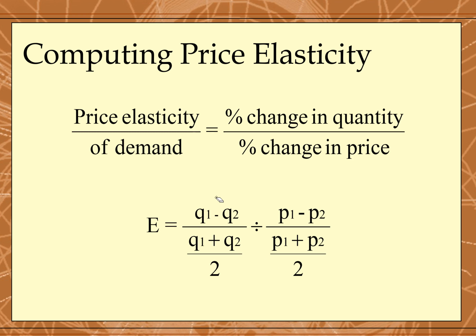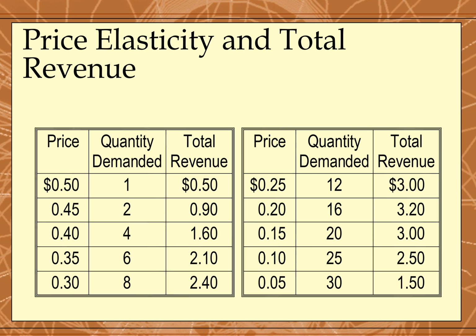And what we see is that it's the simple change, Q1 minus Q2 over average Q, divided by P1 minus P2 over average price. Let's do a little simple test. I'm going to bring up a calculator.